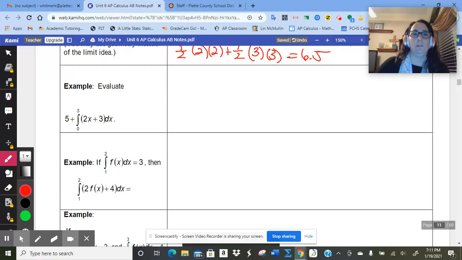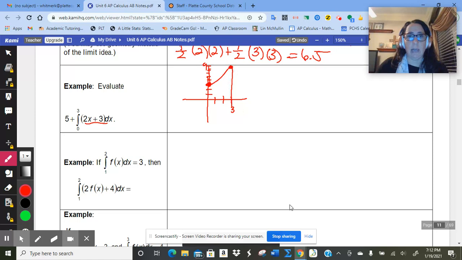On the next one, I'm going to graph this part right here. So I'm going to look at 2x plus 3 over the interval from 0 to 3. So at 0, I know that I'm at 3. And I want to go out to 3. 3 would give me 2 times 3 is 6, plus 3 is 9. 2, 3, 4, 5, 6, 7, 8, 9. And so I know that I'm looking at this area right there. And then I still have to add 5.